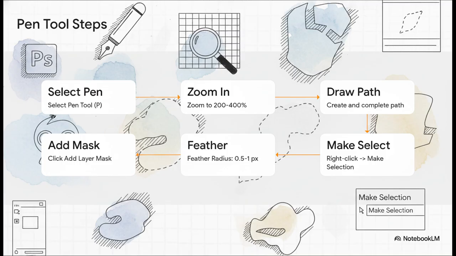Third, create your anchor points around the subject and complete the path. Fourth, right-click and choose Make Selection. Fifth, apply a feather radius of 0.5 to 1 pixel. This is absolutely vital. Without this tiny feather, your cutout is going to look like it was sliced with a razor blade and artificially pasted in. It looks totally fake. Finally, click Add Layer Mask. That's it. Precision control and completely non-destructive.